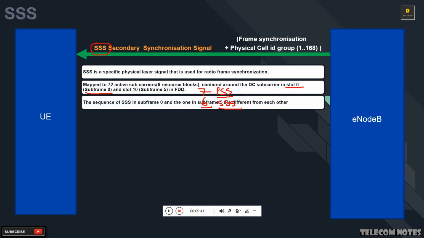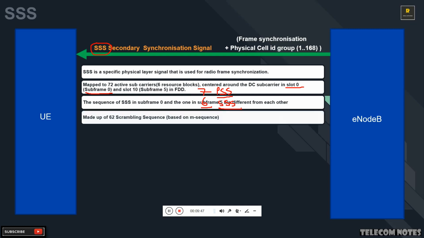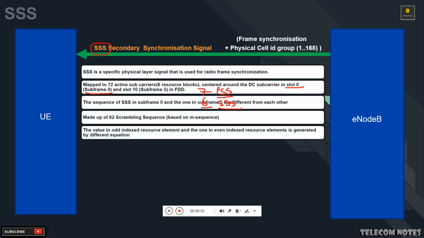The sequence of SSS in subframe 0 and subframe 5 are different from each other. It is made up of 62 scrambling sequences based on M sequence. The value of odd indexed resource elements and even indexed resource elements are generated by a different equation.